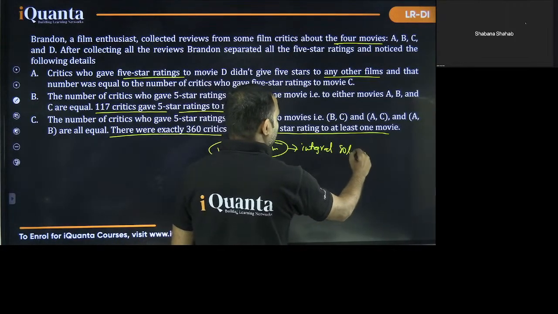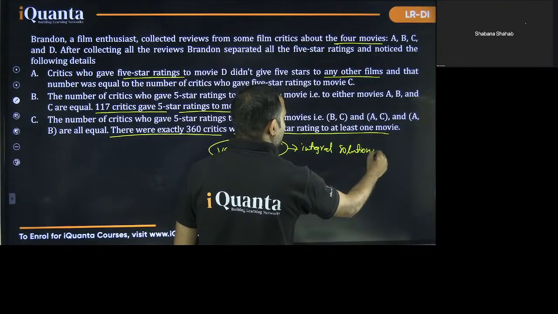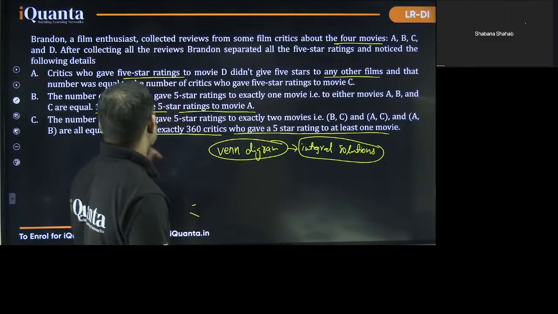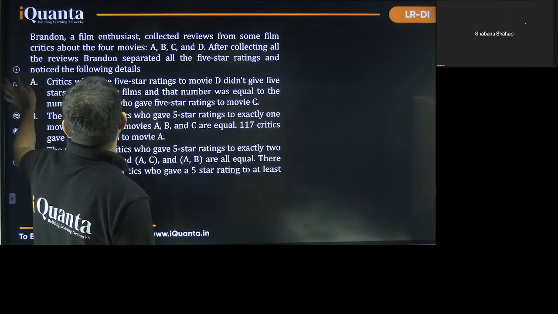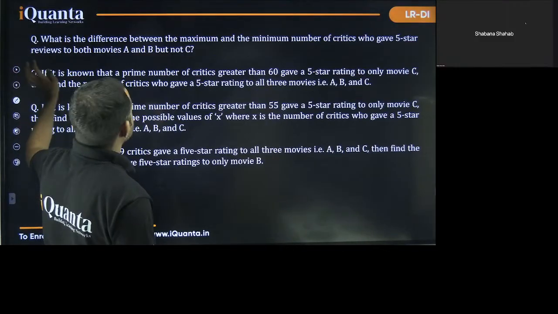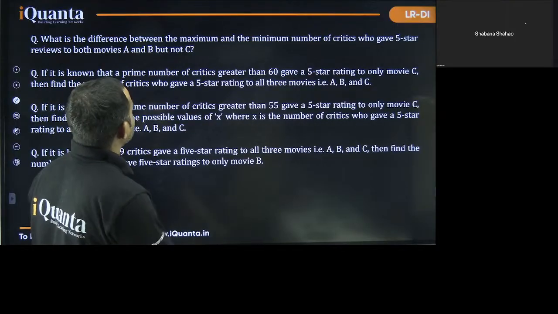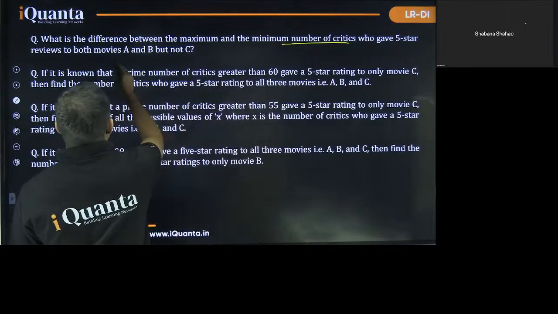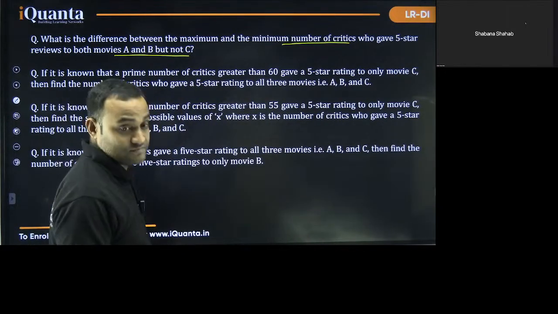You can put all the values in a Venn diagram, and then you can work on the questions. As you can see, the questions are such that: what is the difference between the maximum and minimum number of critics who gave a 5-star rating to both A and B but not C, right?